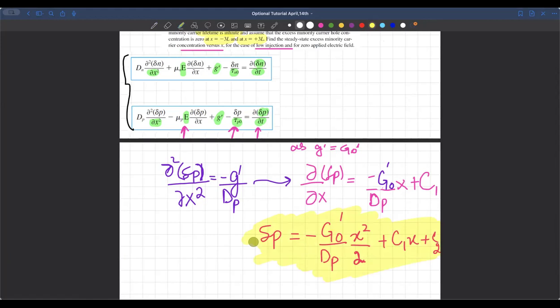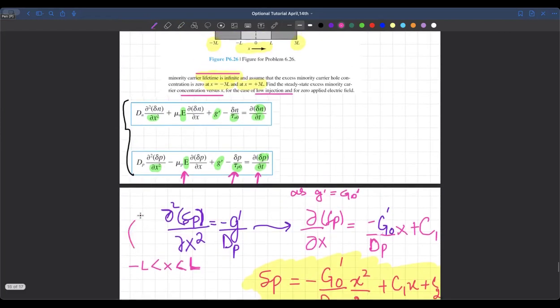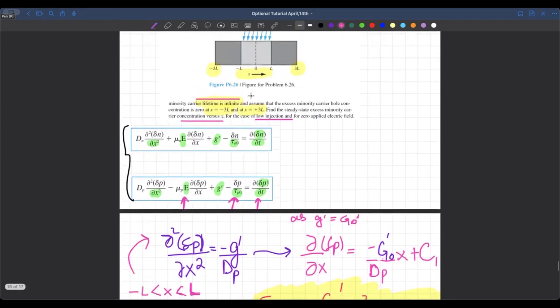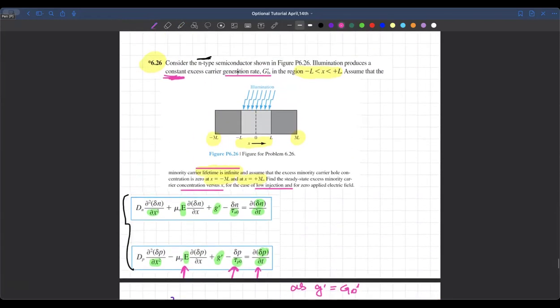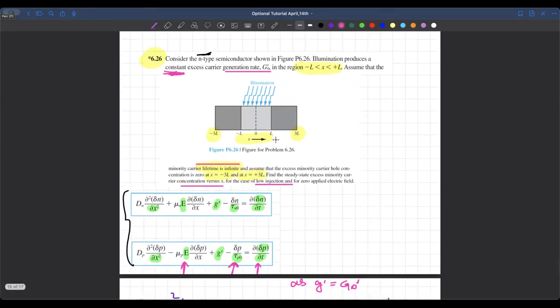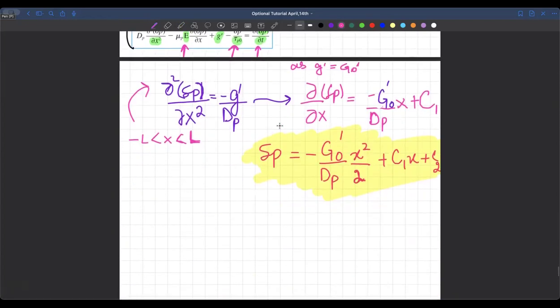Okay, now, this is the case when we are talking about from negative L to L. That's why I'm using G is equal to G naught something. This whole thing is being done for this region, from negative L to L, because that's the region where the generation rate is constant. For other regions, you will see there is no generation rate, nothing being generated there.